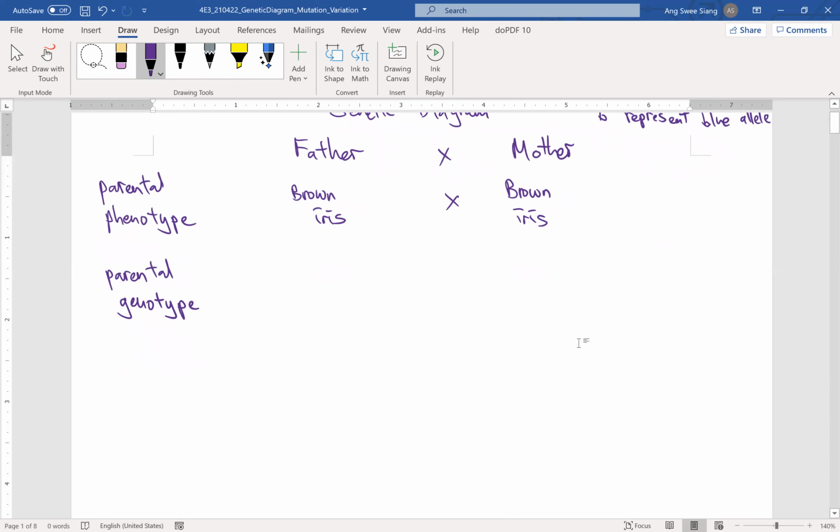So brown iris, father can be either both capital B, or one capital B, one small letter b. For this example, maybe we use the heterozygous combination first. So both father and mother are heterozygous. Heterozygous means one dominant allele and one recessive allele. Homozygous dominant means both dominant alleles.